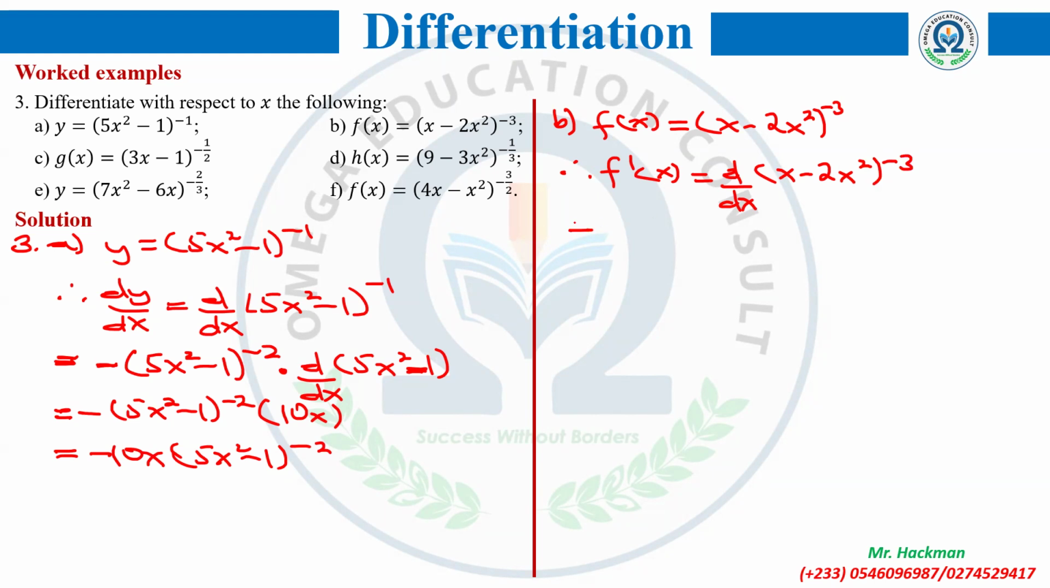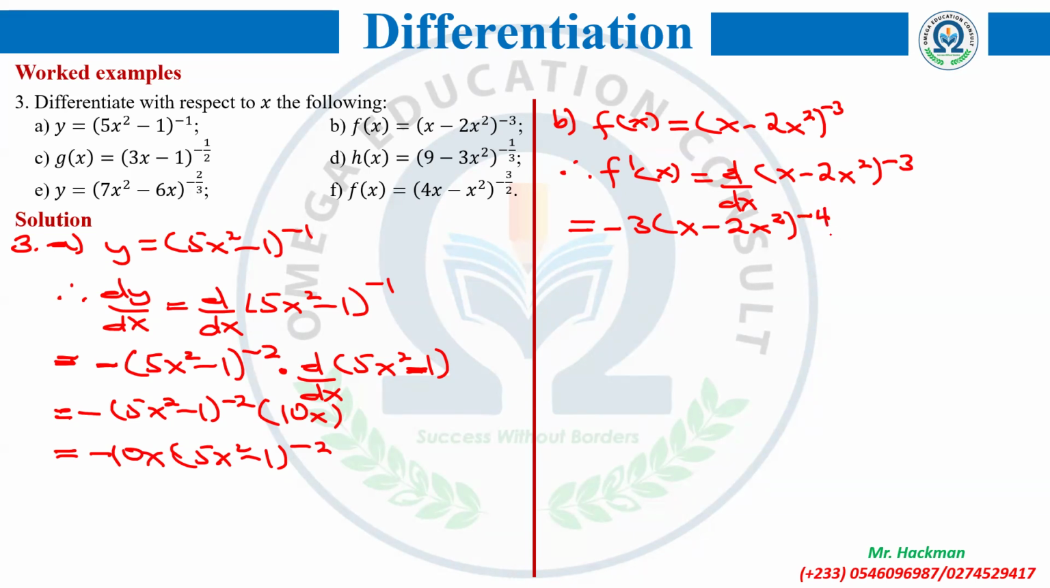So this will be equal to, we bring the power down, which is minus 3, times the bracket x minus 2x squared, close bracket. I'm hearing only one voice. Times d/dx of the function in the bracket. Where's the power? Minus 3 minus 1 is minus 4. Be careful. All right, so minus 4.